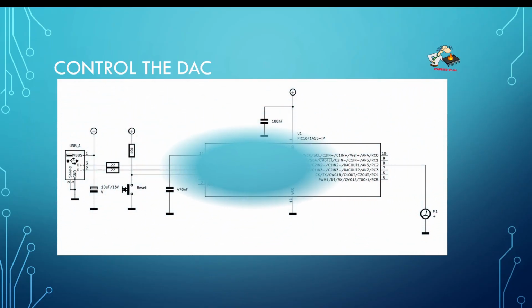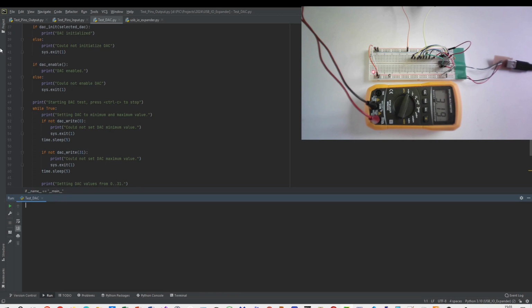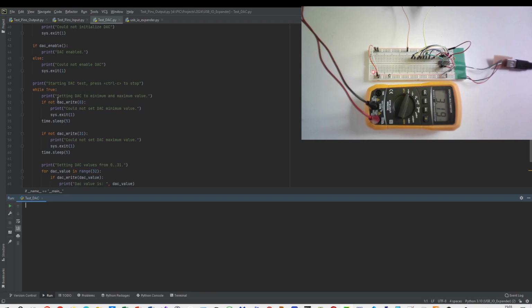Controlling the DAC. In this demo I'm writing different values to the DAC, and the output of the DAC is measured using a multimeter. The next test demonstrates the functionality of the digital to analog converter. So we start by initializing the DAC. The selected DAC is set to 1, so we're actually using the first digital to analog converter. Then we will enable the DAC, and then the following program continues.